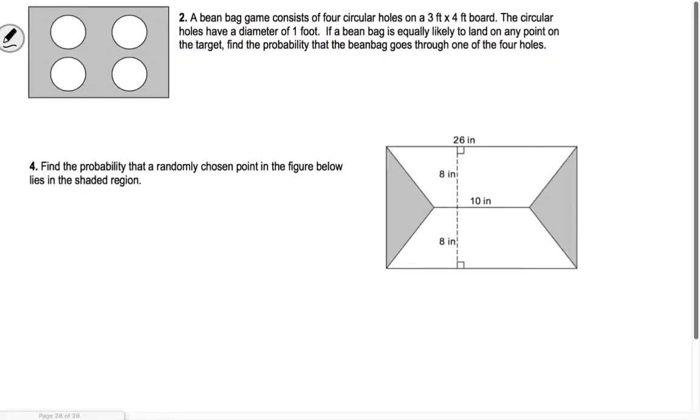All right, number 2. A beanbag game consists of 4 circular holes on a 3 by 4 foot board. The circular holes have a diameter of 1 foot, so going across is 1. If a beanbag is equally likely to land on any point on the target, find the probability that the beanbag goes through one of the 4 holes. So it's like a weird cornhole game.